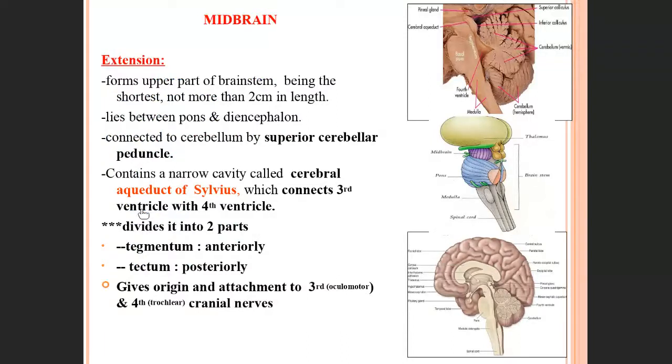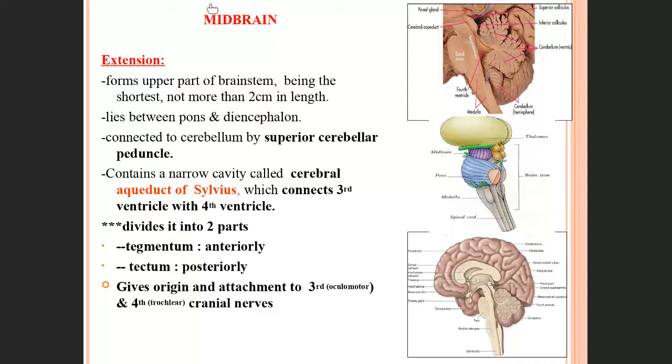See here, the external features of the midbrain. The midbrain forms the upper part of the brainstem. How many parts are there? There are three parts. This is where I am putting the pointer: that is the midbrain, next the pons, and then the medulla. The midbrain is connecting to the thalamus. The midbrain forms the upper part of the brainstem.